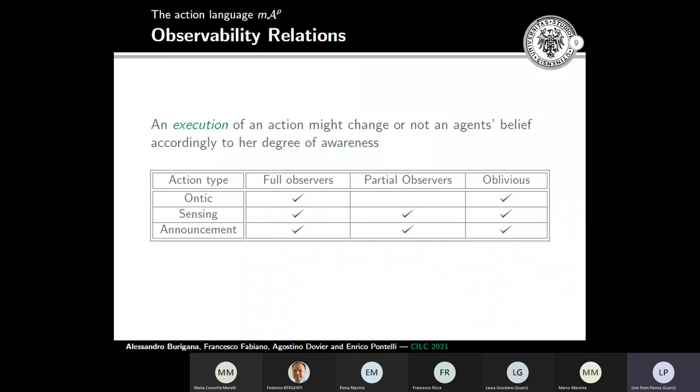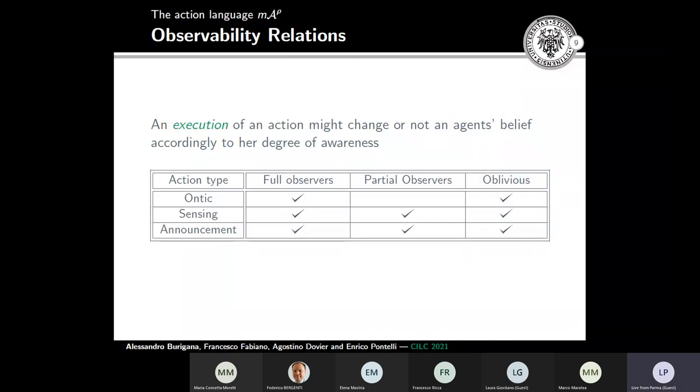As I anticipated before, we have three types of observability relations. So depending on the attentiveness of agents, we might have three different types of ways an agent might update her or his beliefs. So for example, if we let Charlie look inside the box while Lucy is looking and Snoopy is not attentive, we have that Charlie is fully observant. That means that he is aware that the action is taking place, first of all, and also he is aware of the effects of the actions.